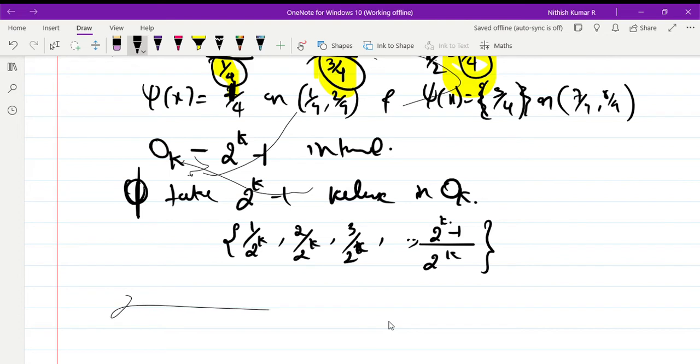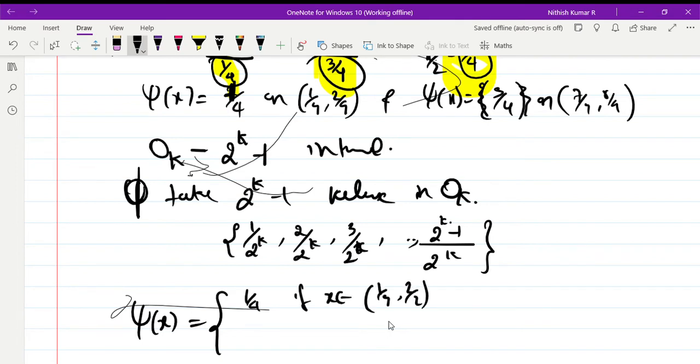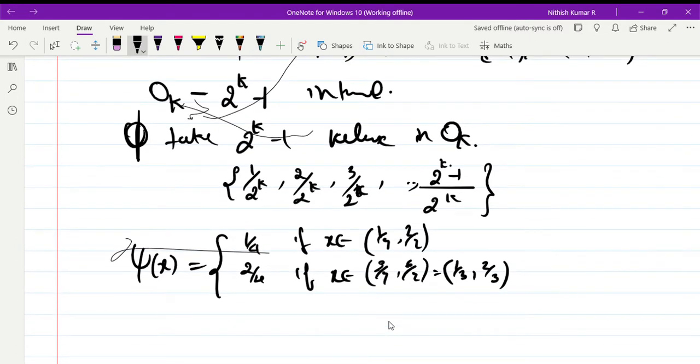Thus, for example, this phi of x will be 1 by 4 if x belongs to (1 by 9, 2 by 9), and it will be 2 by 4 if x belongs to (3 by 9, 6 by 9). And what is this? This is nothing but (1 by 3, 2 by 3). You can observe this. And the next one is 3 by 4 if x belongs to (7 by 9, 8 by 9), as follows. We defined this with respect to O_3.